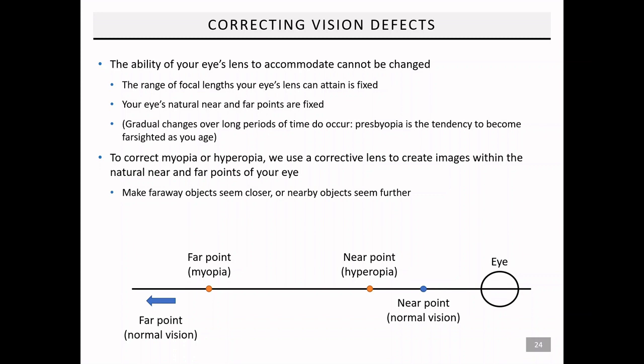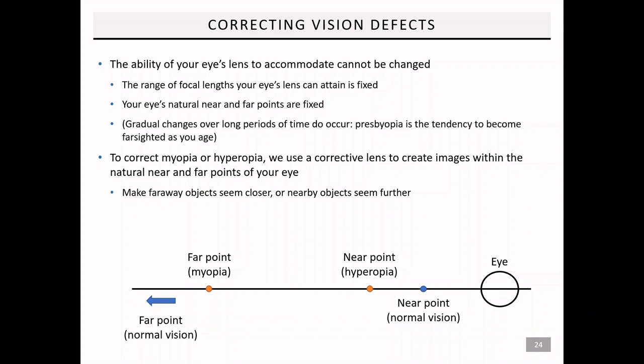The process of accommodation, where your eye's focal length changes, is what allows you to see things clearly in your range of vision. However, the ability for your eye's lens to accommodate cannot be changed. There's only a certain range where the eye can see normally. You can't make your near point closer to you or your far point further from you naturally, at least not without surgery or something along those lines.